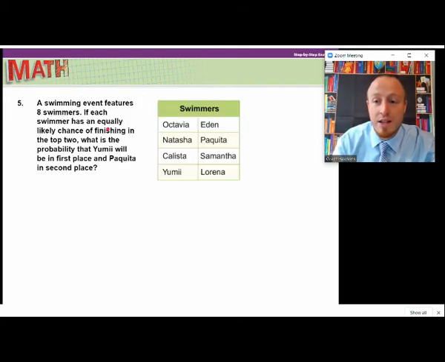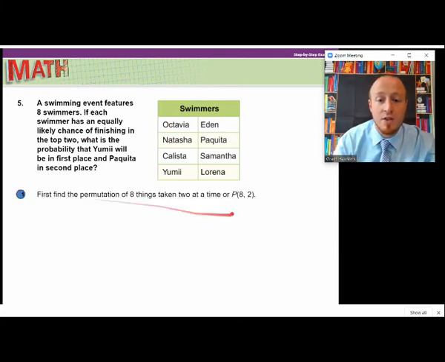So let's see if we see another one like this. A swimming event features 8 swimmers. If each swimmer has an equally likely chance of finishing in the top two, what is the probability that Yumi will be in first place and Paquita in second place? So like I said, the first thing you have to do is figure out how many possible outcomes are there with 8 swimmers finishing in the top two?